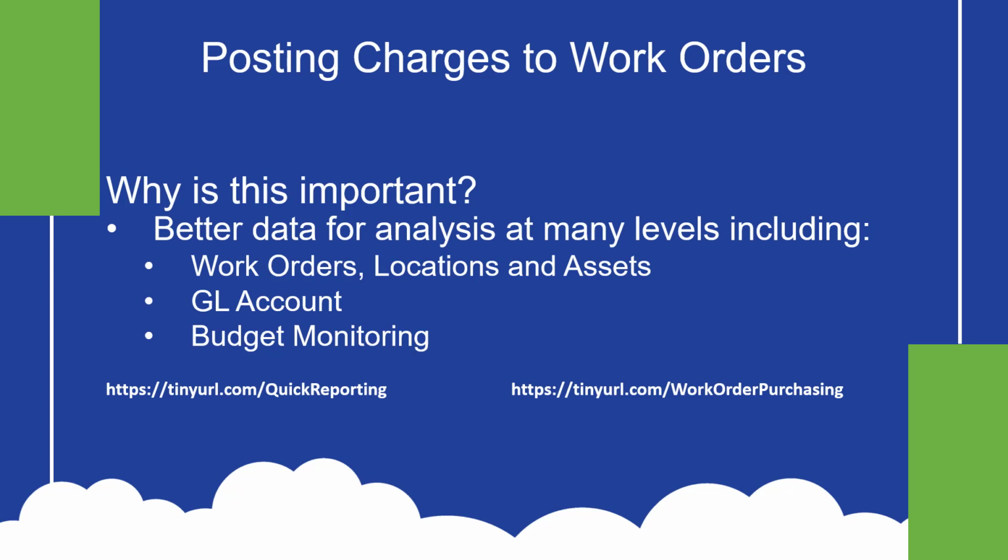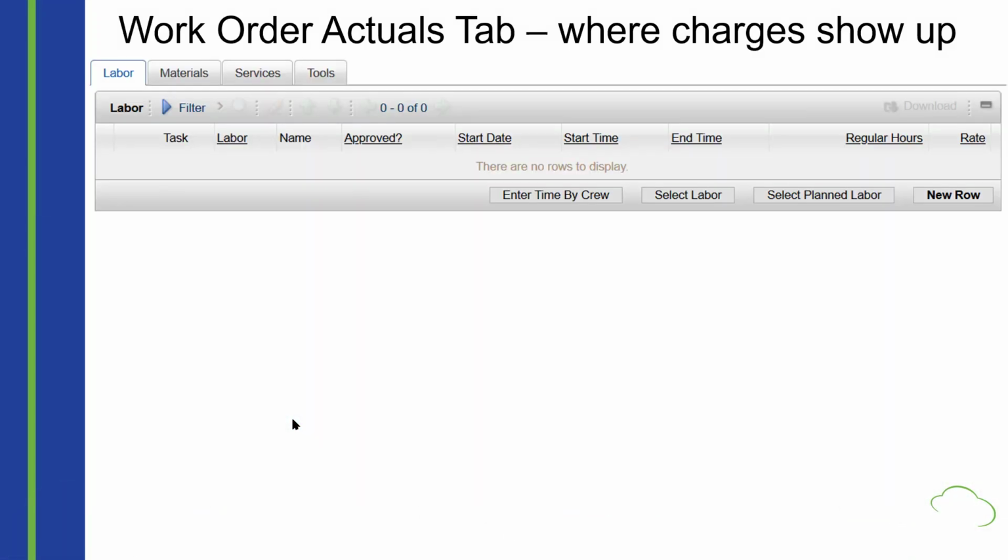This will enhance reporting and provide you with better data for analysis around work orders, locations, assets, even dollar usage per GL account, which is especially useful if you are utilizing Maximo budget monitoring, which was added back in 2017 to the core product. I've included a couple extra videos that are much longer and dig more into the details around this, for quick reporting as an example and purchasing for work orders. But for this, we should be done in about 10 minutes. All right, so let's go ahead and take a look at where this mostly happens.